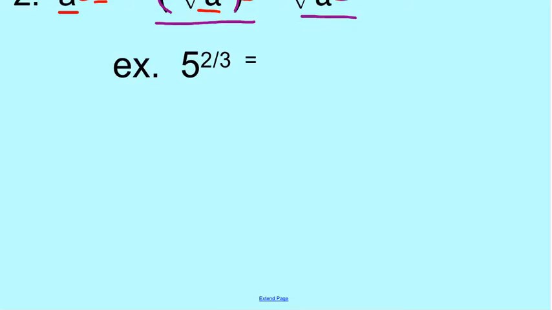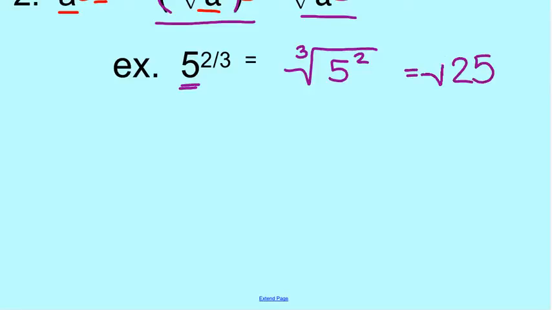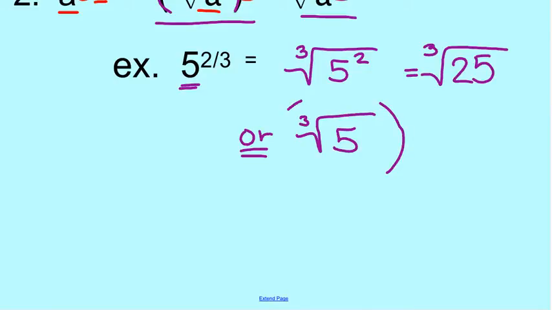So here's our example. We have 5 raised to the 2/3 power. So we write our radical, our base is 5, raised to the 2nd power, and then we have the 3 underneath. So that's how it would look in the first way, or you'd have 5 times 5 is 25, and then cube root. The other way is 5 cube root, and then you raise this whole thing to the 2nd power.